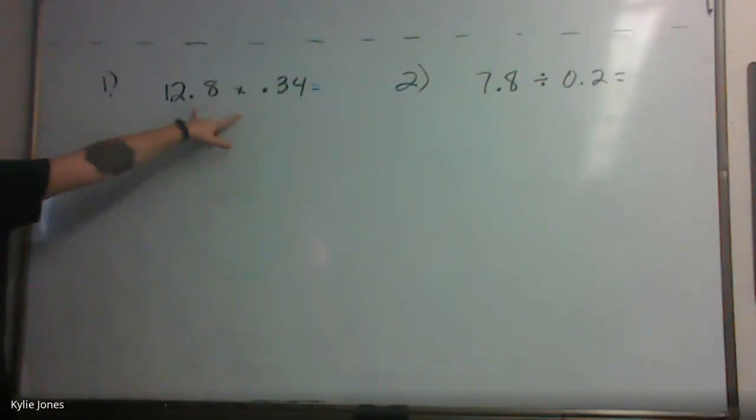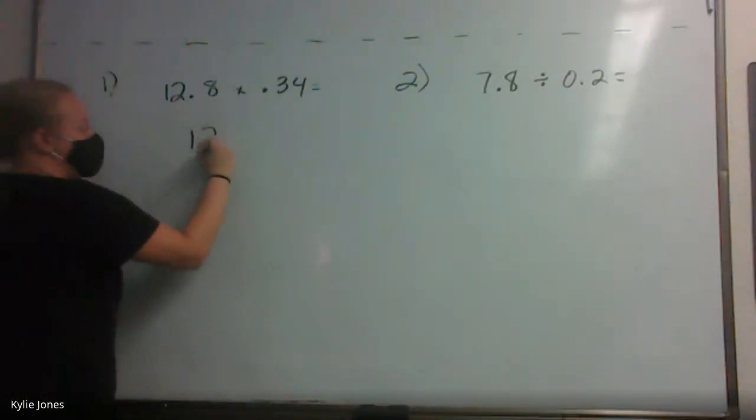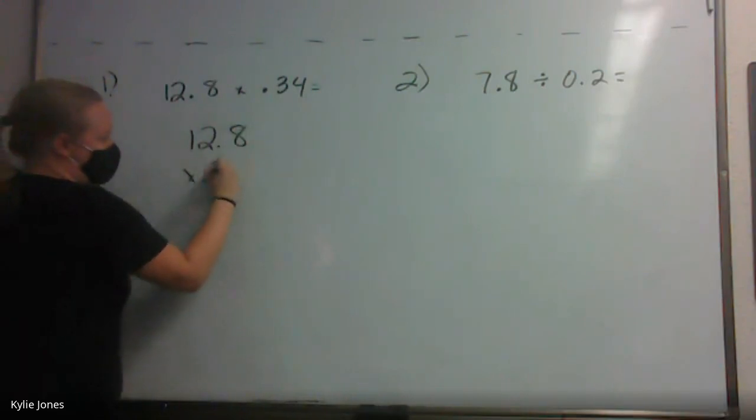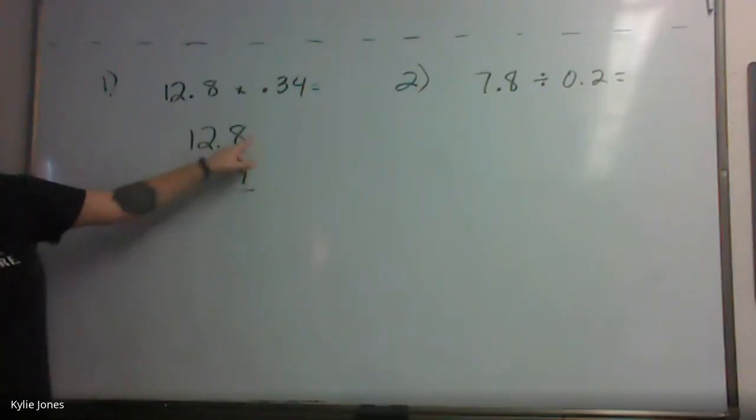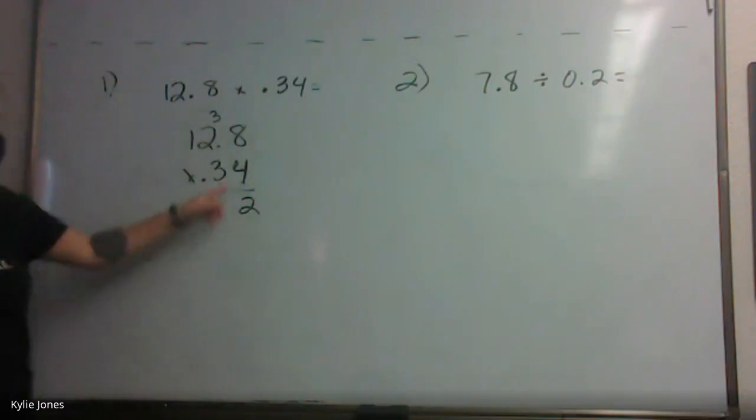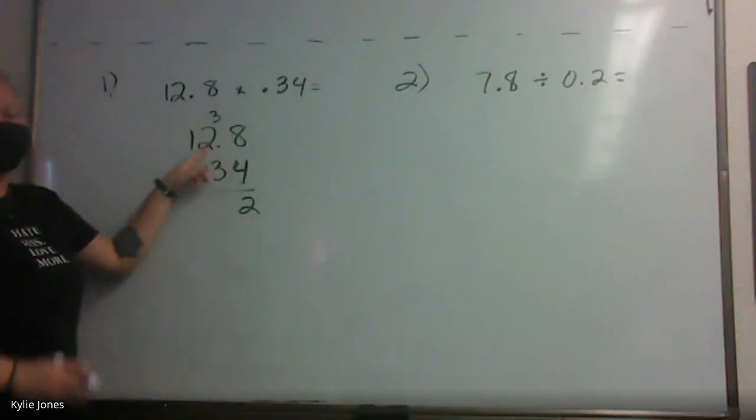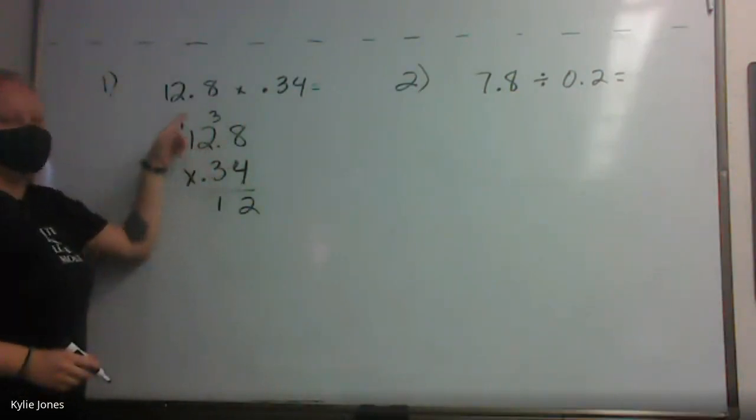When you multiply, do you have to line up decimals? No. Not on these ones. So let's do 12.8 times 0.34. And now we just need to multiply like normal first. So what's 8 times 4? 32. There you go. What's 4 times 2 plus 3? Okay, 4 times 2 is 8, plus 3 more is 11. So 2 times 4 is 8 plus 3 is 11.